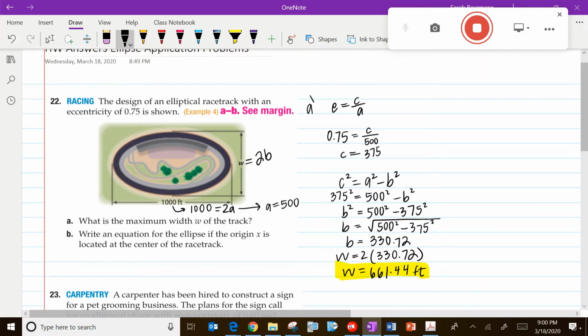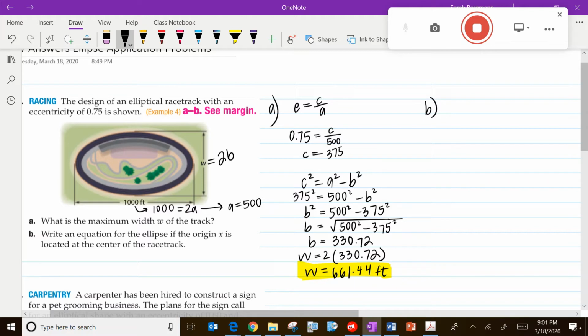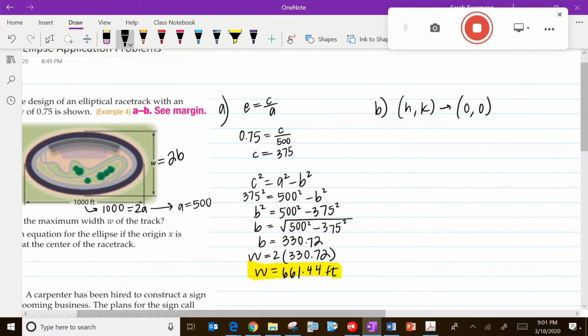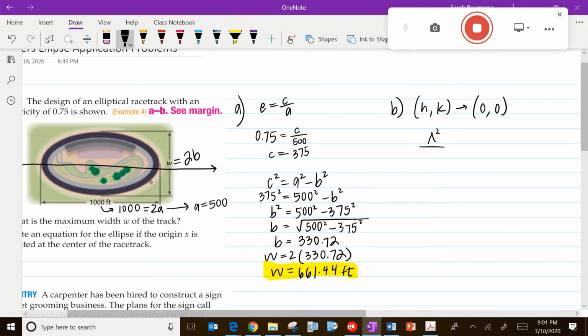That's part A. Now part B asks you to write an equation for the ellipse if the origin is located at the center of the racetrack. So if the center of the racetrack is the origin, that means the center is at 0, 0, which means H and K are both 0. Since this is an ellipse with the major axis horizontal, we'll use the equation x squared over a squared plus y squared over b squared equals 1. Now all you have to do is fill in the a value and the b value.